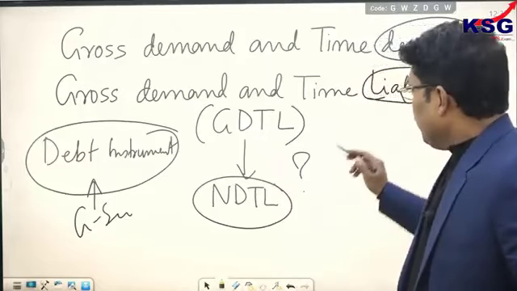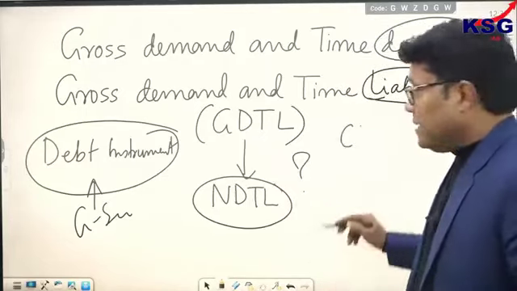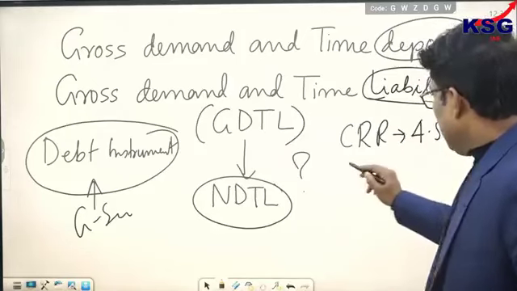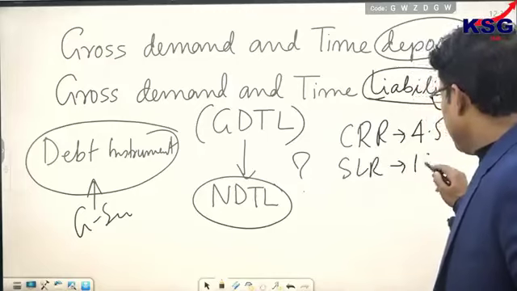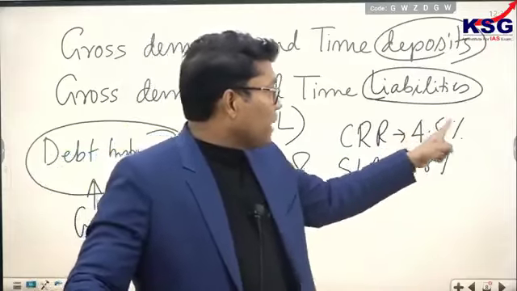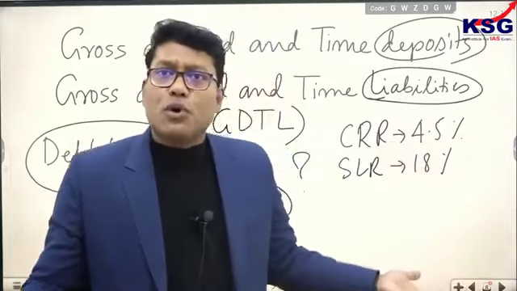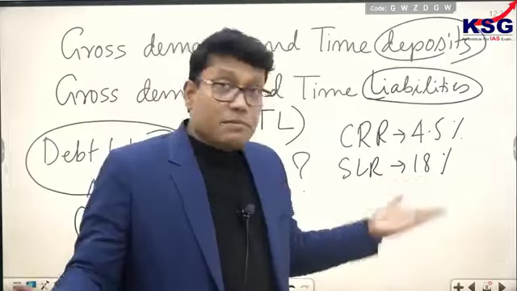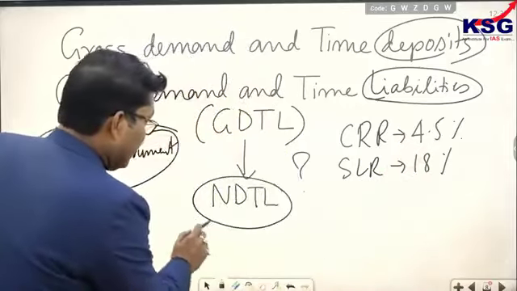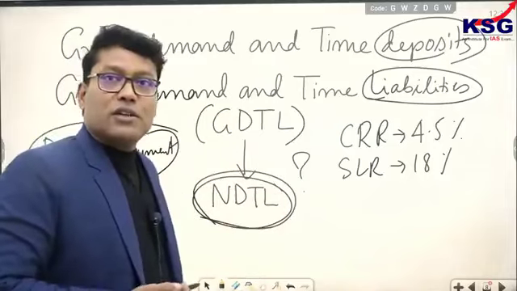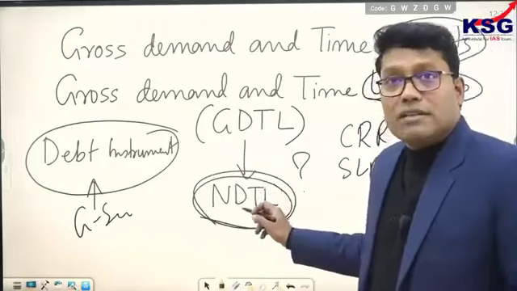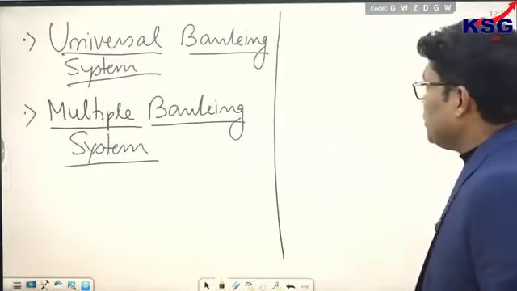NDTL is important. When you are saying CRR, why I'm discussing it, the reason behind it: CRR in India is right now 4.5%. SLR is your 18%, which keeps changing. So when you say 4.5% is the CRR, 4.5% of what? And 18%, 18% of what? Basically it's based on NDTL, 4.5% of NDTL or 18% of NDTL. So we should know the NDTL concept. That's the reason we are trying to clear your concept.